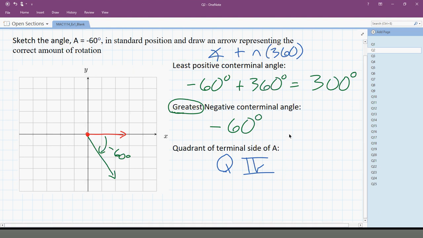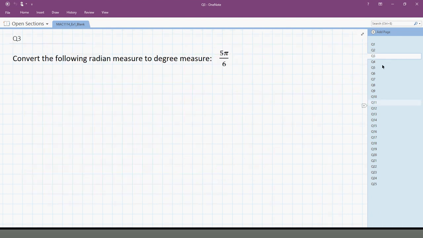To be the greatest negative, you'll take your angle and you will subtract however many 360 degrees you need to do to be between 0 and negative 360. Or in other words, 2 pi if you're trying to get the radian version.